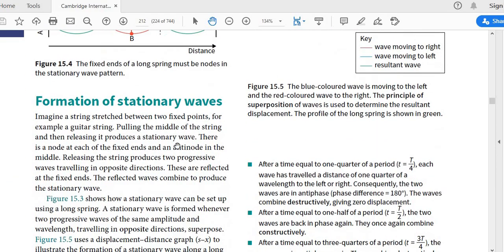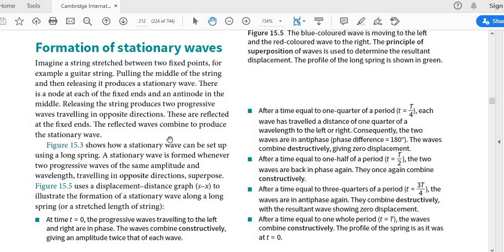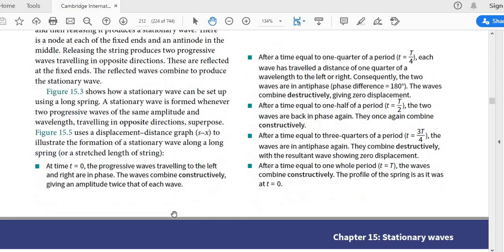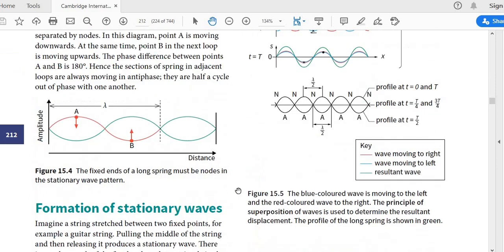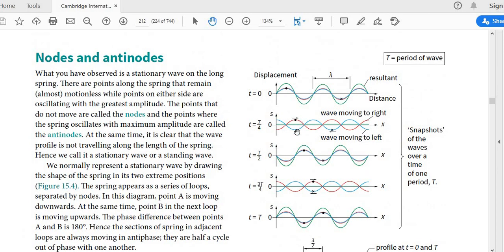So, formation of stationary waves, you already watched the video, so I'm not going to go through this part again. Where you have nodes is where there is destructive interference. Where you have antinodes is where you have constructive interference. So remember that video, you can watch. There are several other videos also.